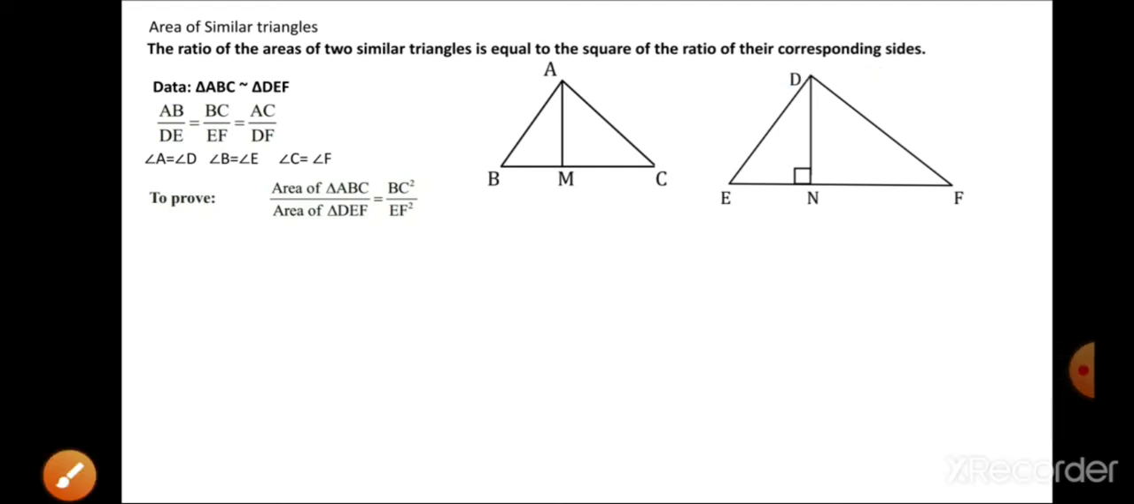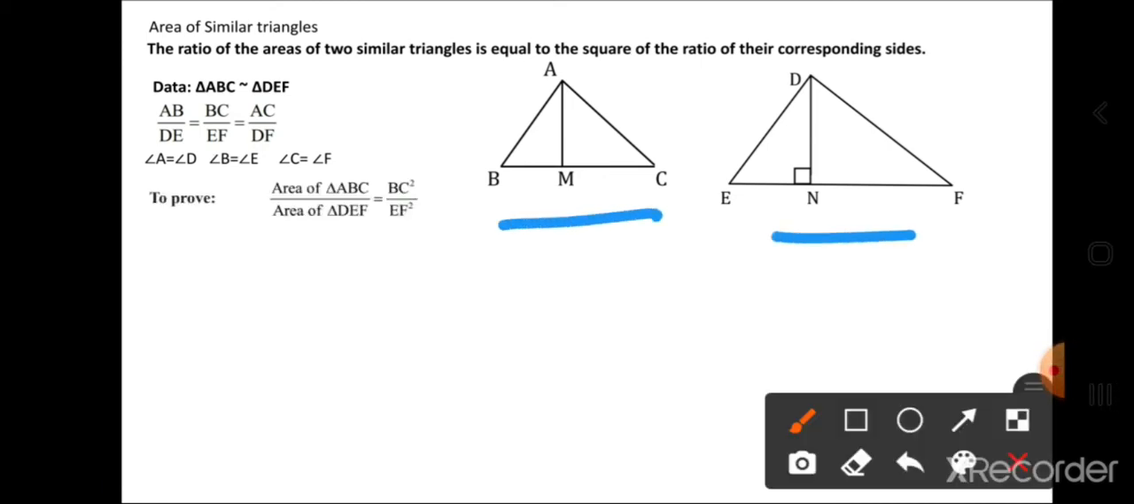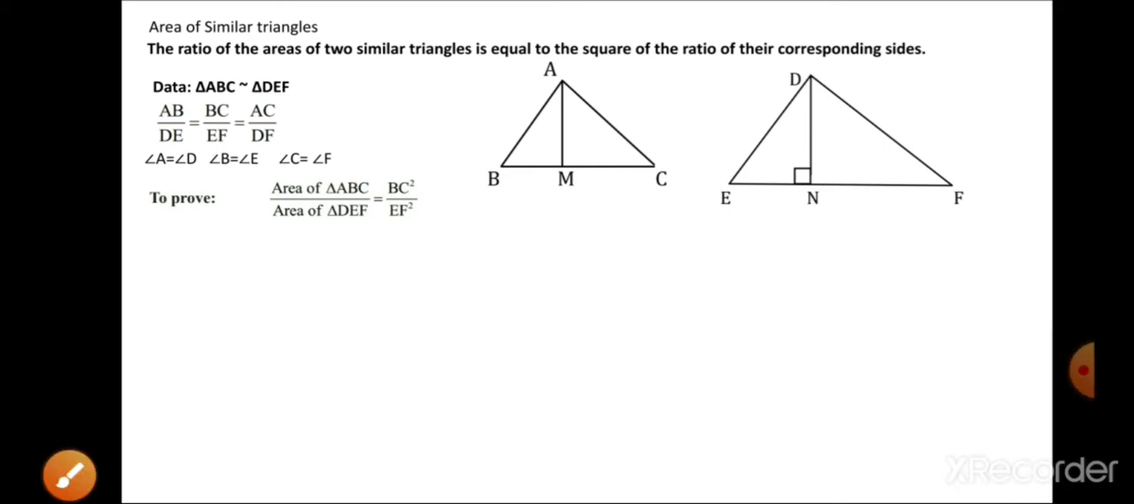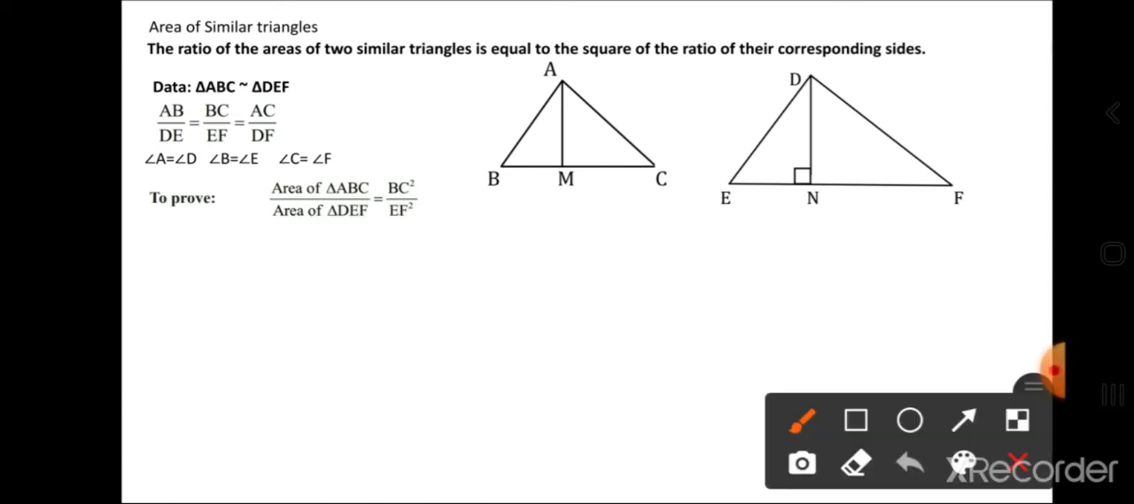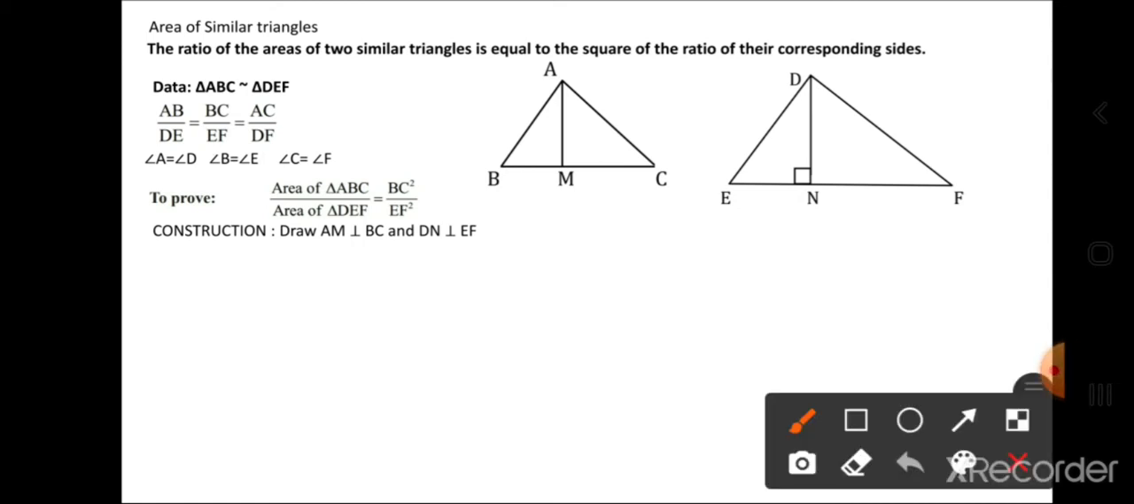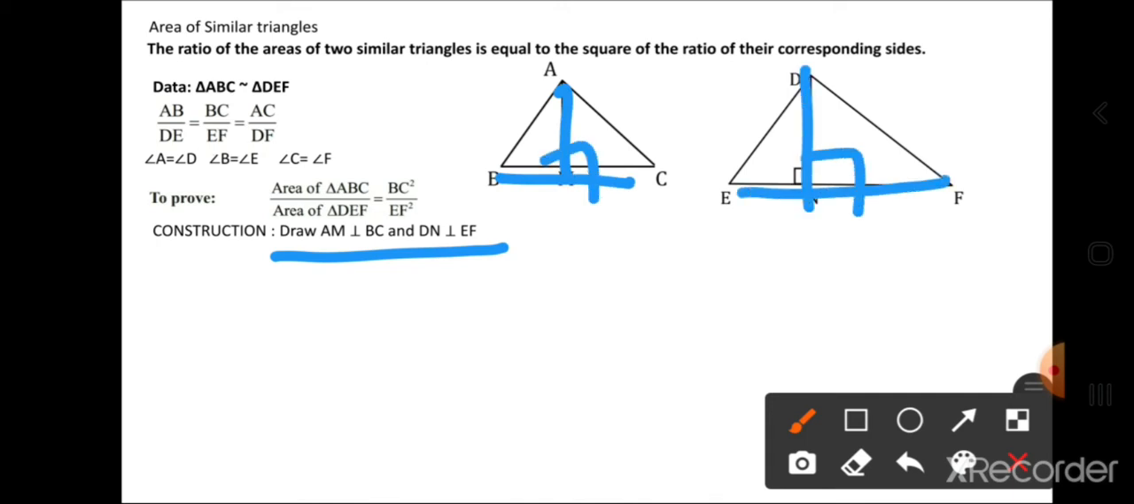So here we have taken the corresponding sides; I have considered only BC and EF. So that will be equal to BC square by EF square. We have mentioned that here. Right? The next thing is that we have the construction. In the construction part, we have drawn AM perpendicular to BC and DN perpendicular to EF.